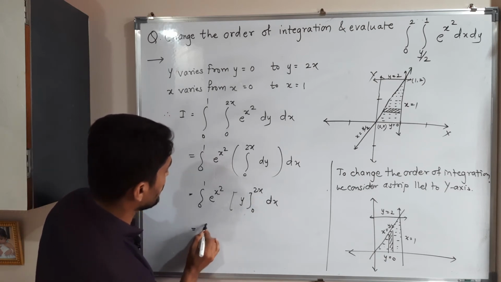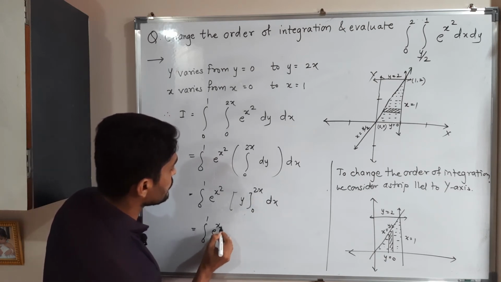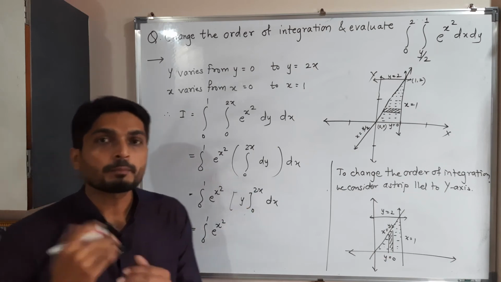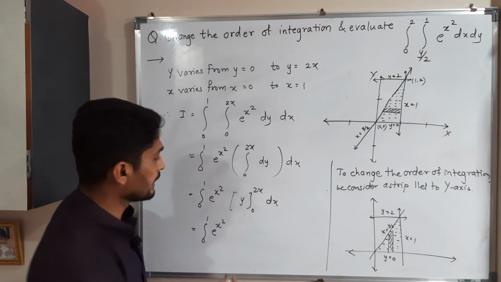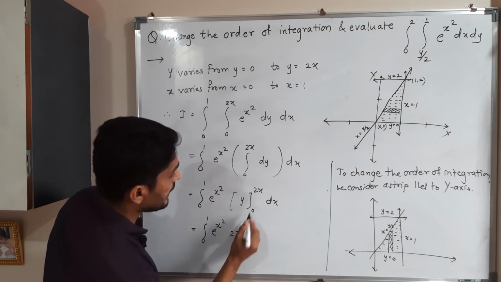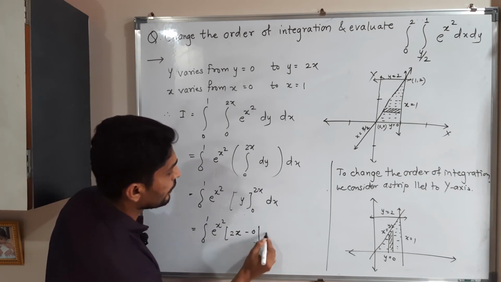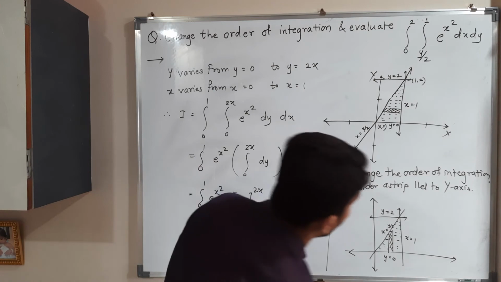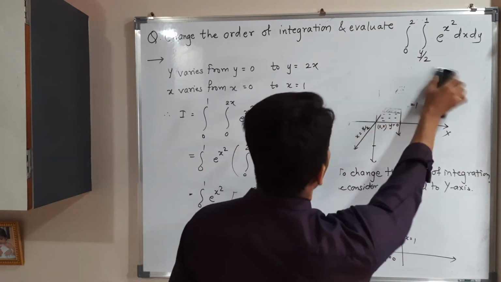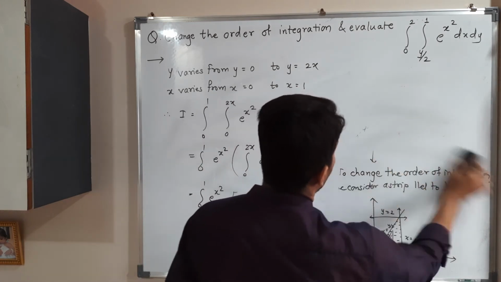So this is equal to integration 0 to 1 e raised to x square. Okay, first I put the upper limit, after that I will put the lower limit. The upper limit is 2x and the lower limit is 0, dx. Now I will remove this diagram. These are not required now. Simply we have to solve this integration.